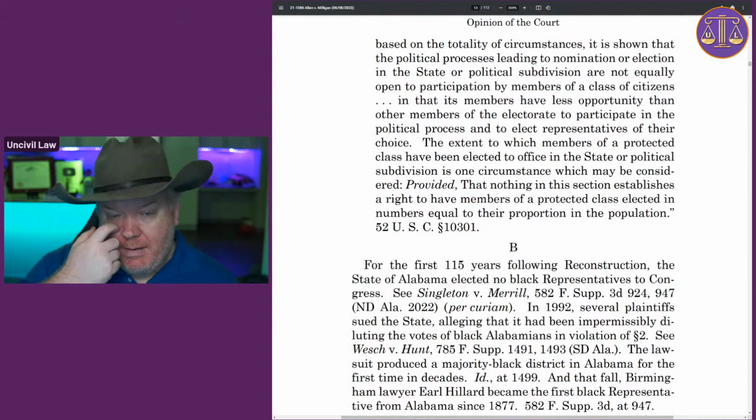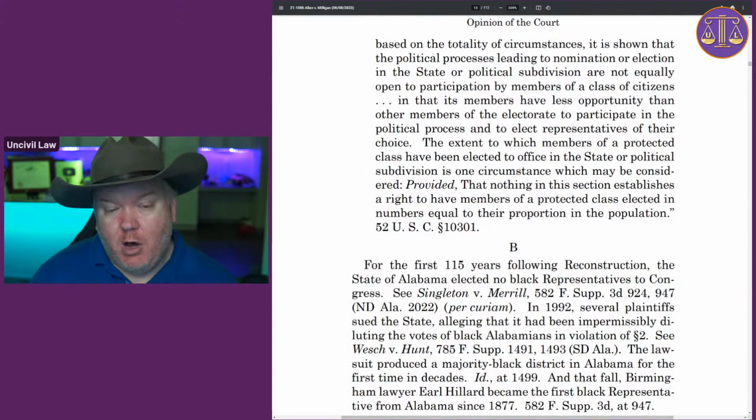The extent to which members of a protected class have been elected to office in a state or political subdivision is one circumstance which may be considered, provided that nothing in this subsection establishes a right to have members of the protected class elected in numbers equal to the proportion of the population.